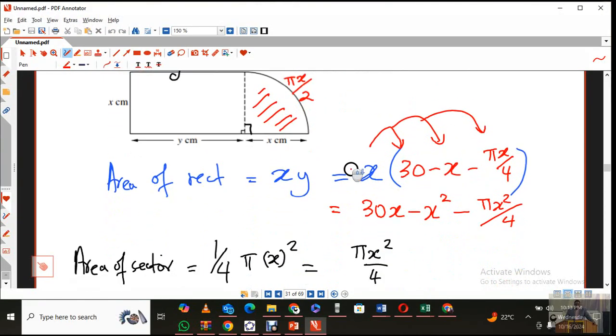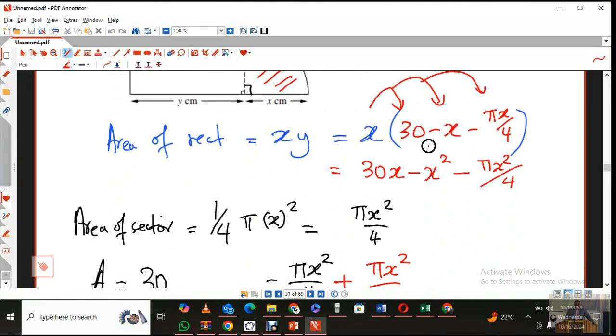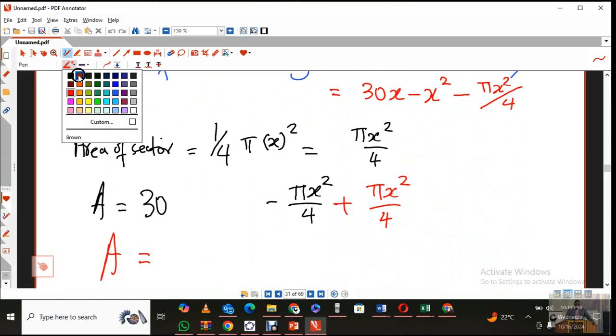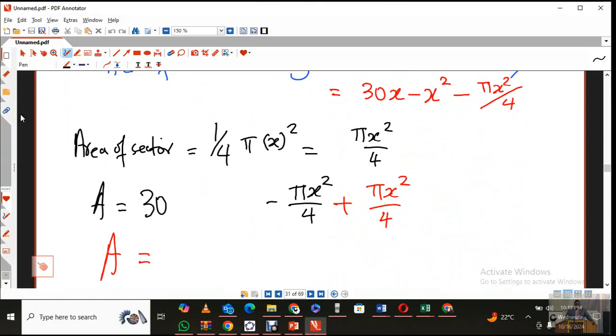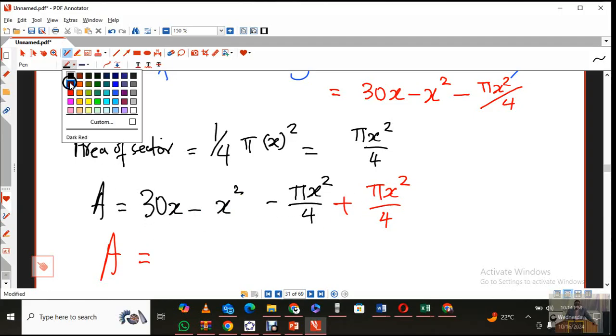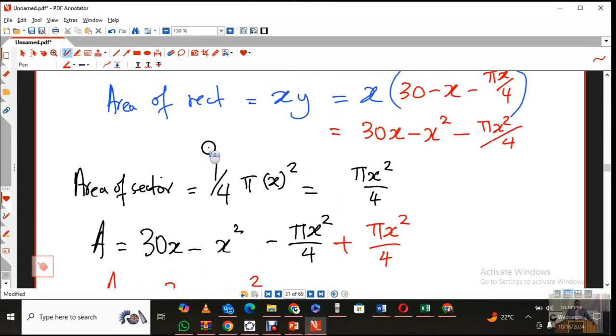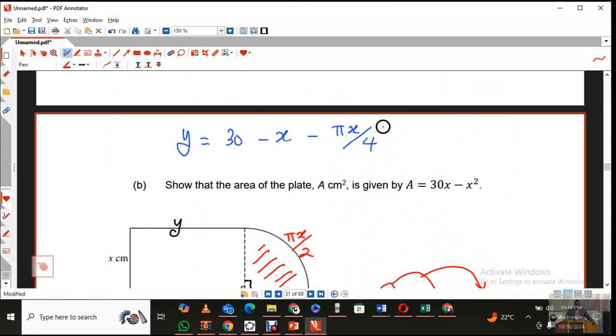All right. So this over here is 30x. That's 30x minus x squared. Of course, these two cancel, leaving me with the required. So it's just going to be 30x minus x squared. That's the area, and that is what we were supposed to show. Okay, as you can see from there.